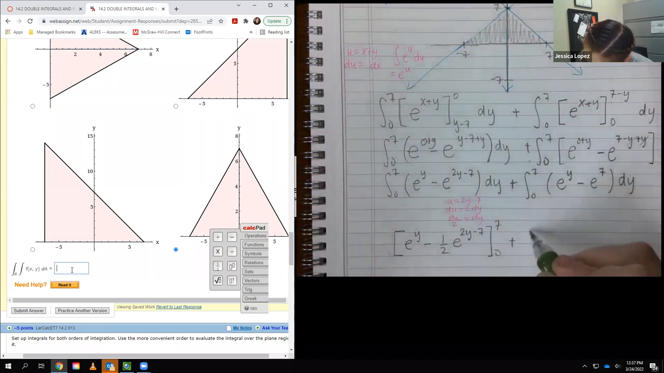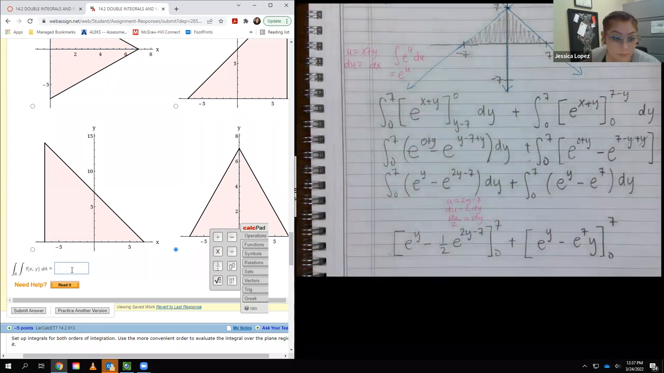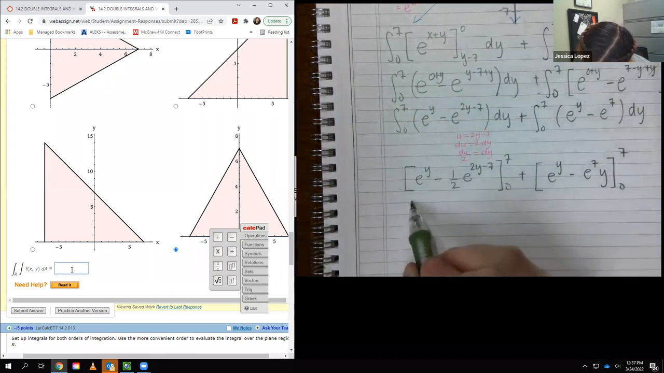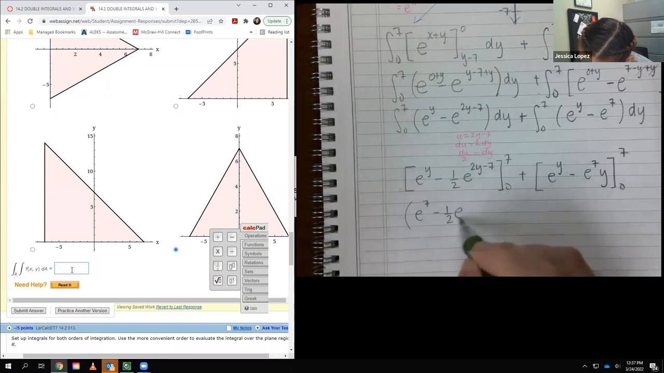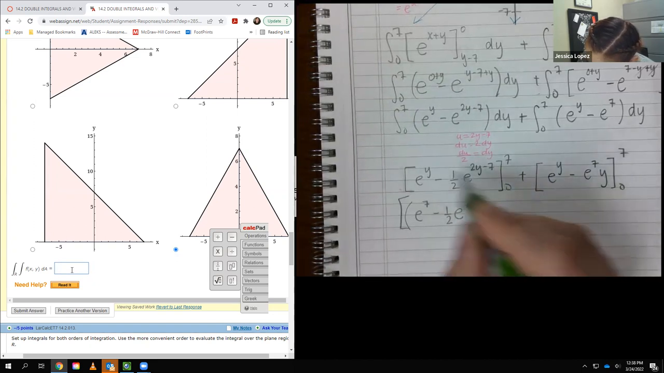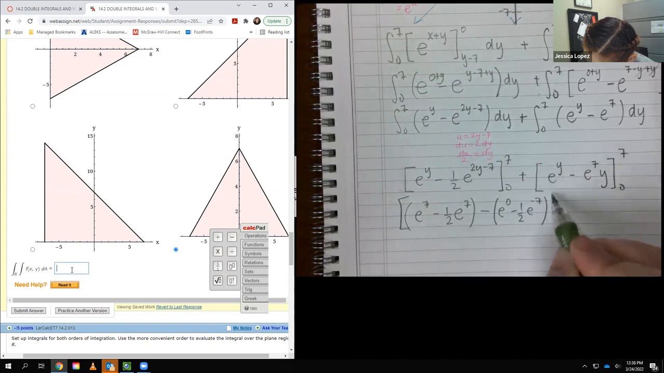Same thing here. The integral of that is e to the y. This is a constant, so it's just e to the 7 times y. And then when I plug in 7, I get e to the 7 minus 1/2 e to the 14 minus 7, which is just 7. And then when I plug in 0, I get e to the 0 minus 1/2 e to the 0 minus 7, which is e to the negative 7.